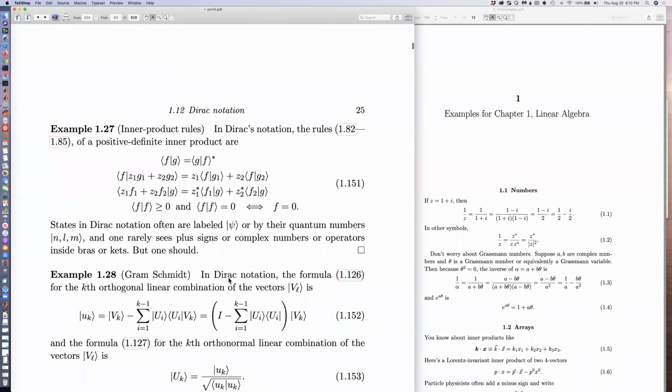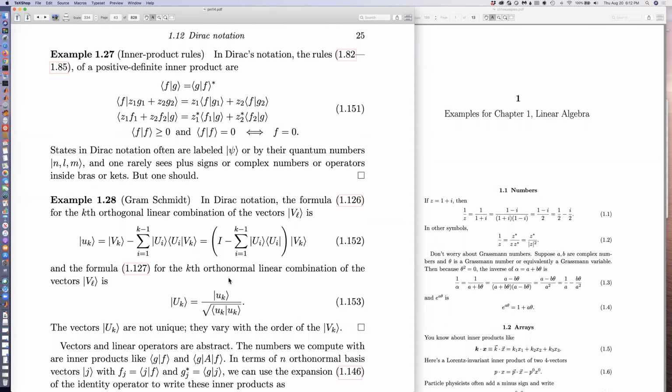Okay, let me recall for you the inner product rules in Dirac's notation. If we have a nice positive definite inner product, like the ones we use in quantum mechanics and in ordinary geometry, in fact almost all inner products that we use in physics are positive definite inner products, then the inner product of a bra F with a ket G is the complex conjugate of the inner product of the bra G with the ket F.